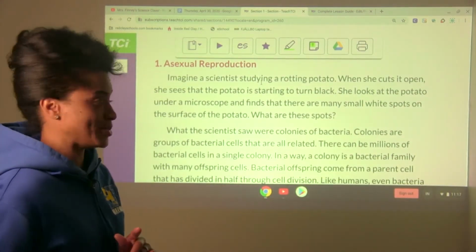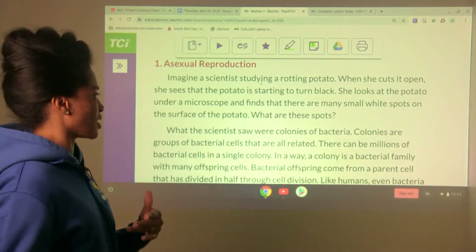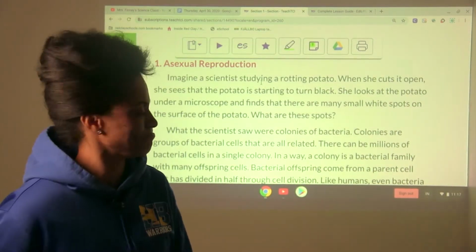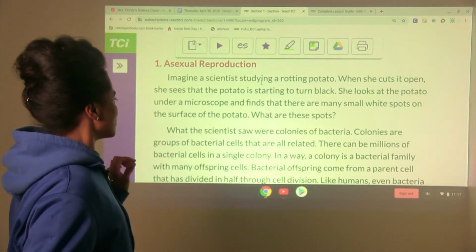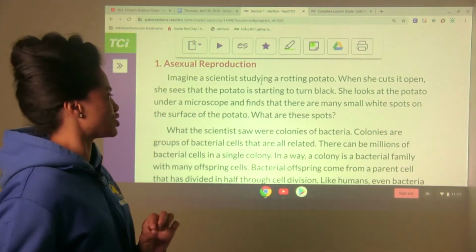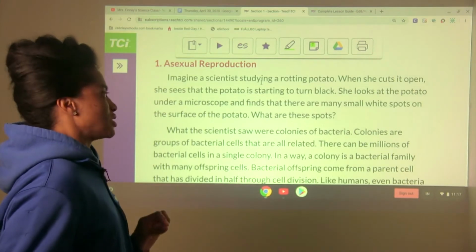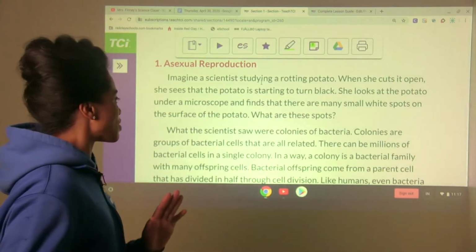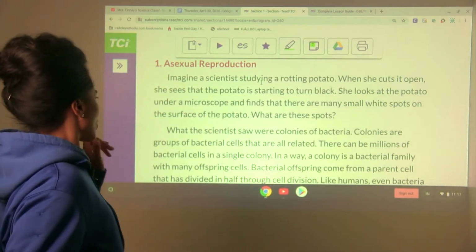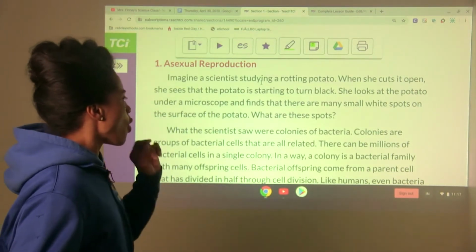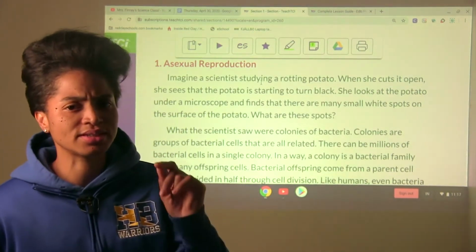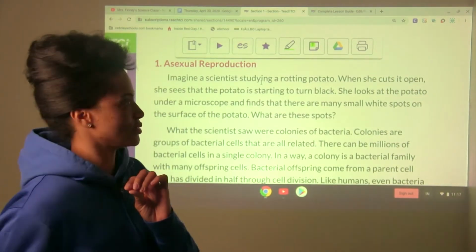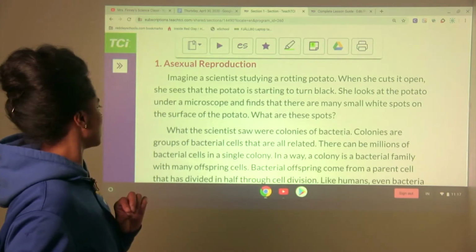So imagine a scientist studying a rotting potato. When she cuts it open, she sees that the potato is starting to turn black. She looks at the potato under a microscope and finds that there are many small white spots on the surface of the potato. What are these spots? That's the essential question of the day. Let's take a look and get into this.